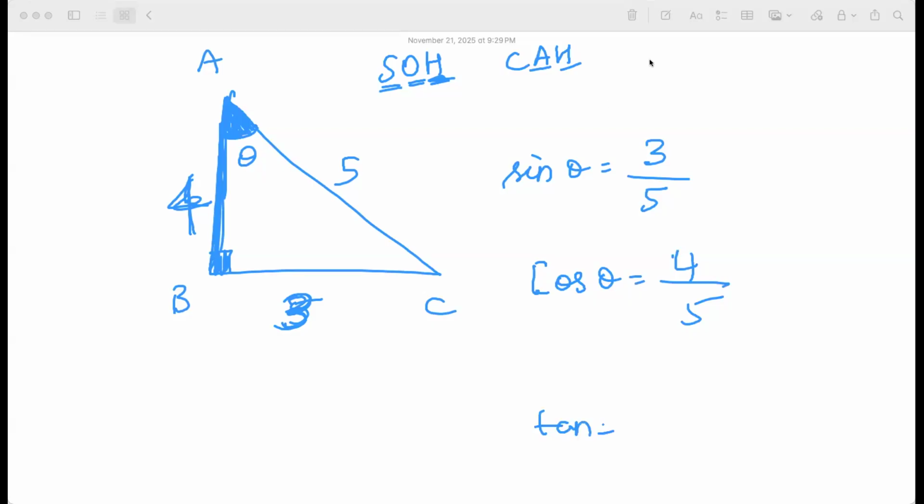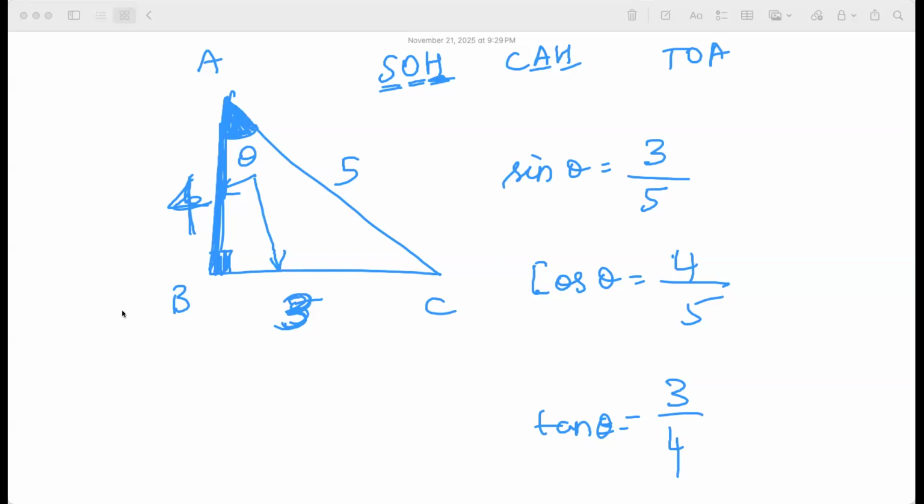Tan is TOA. What do you find tan theta? Tan of the theta will be opposite by adjacent. What is it? 3 by 4. Any questions, guys? Any questions? Okay. So this is how you find the trigonometric ratio.